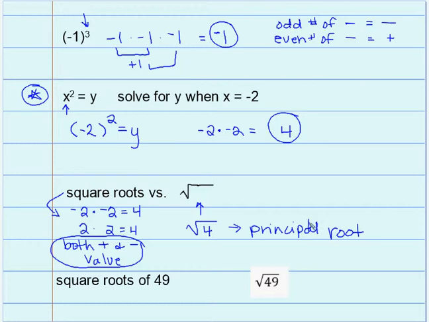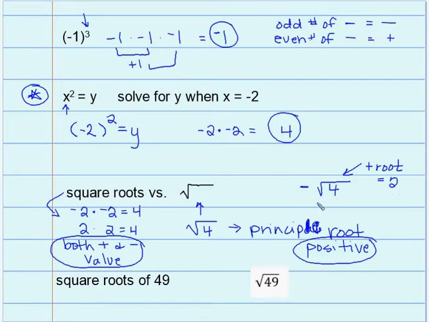Principal root, you know, I think that's LE. Principal root. They only want the principal root, which is the positive root. If the problem looks like this, then they want the positive root, which is 2, but then they want the opposite of it. So your answer would be -2.